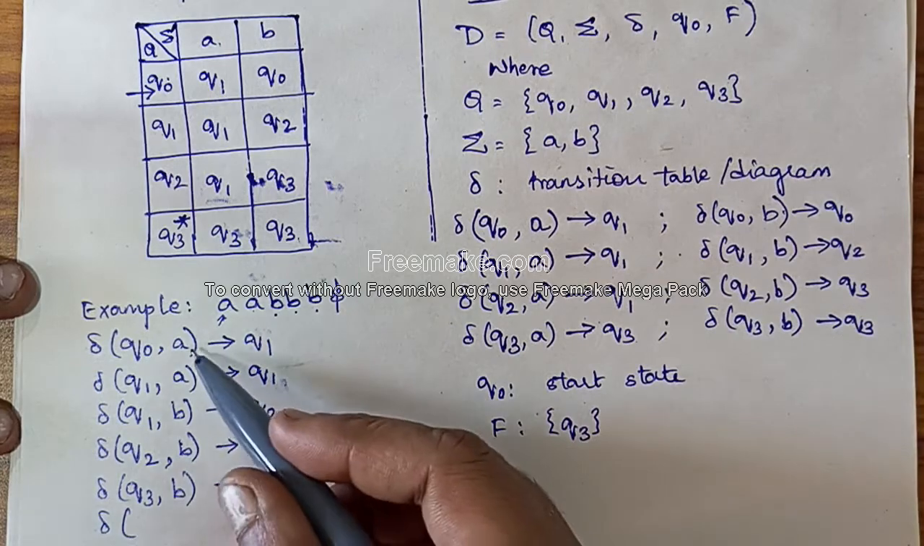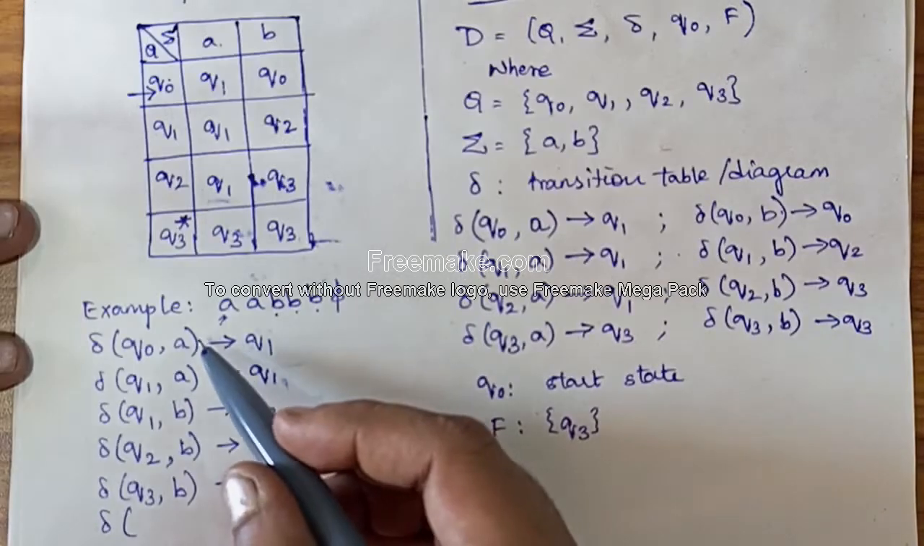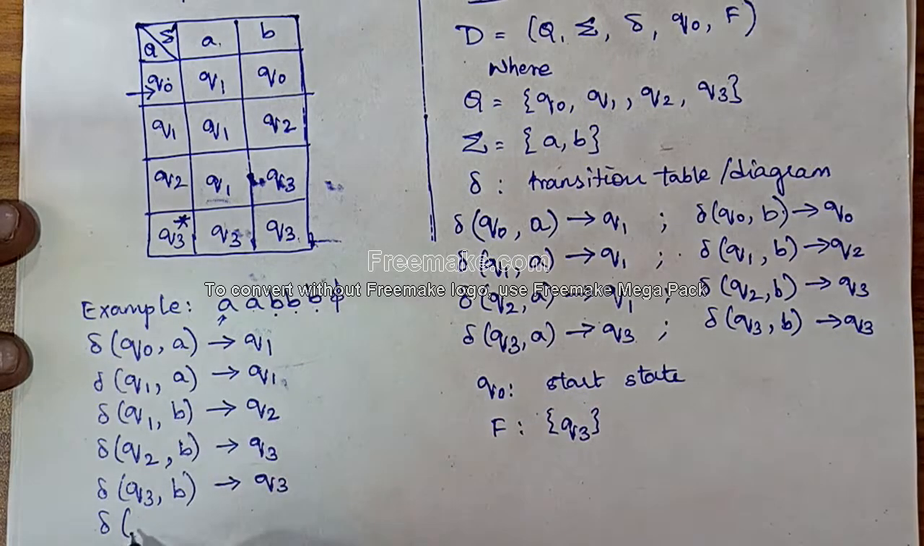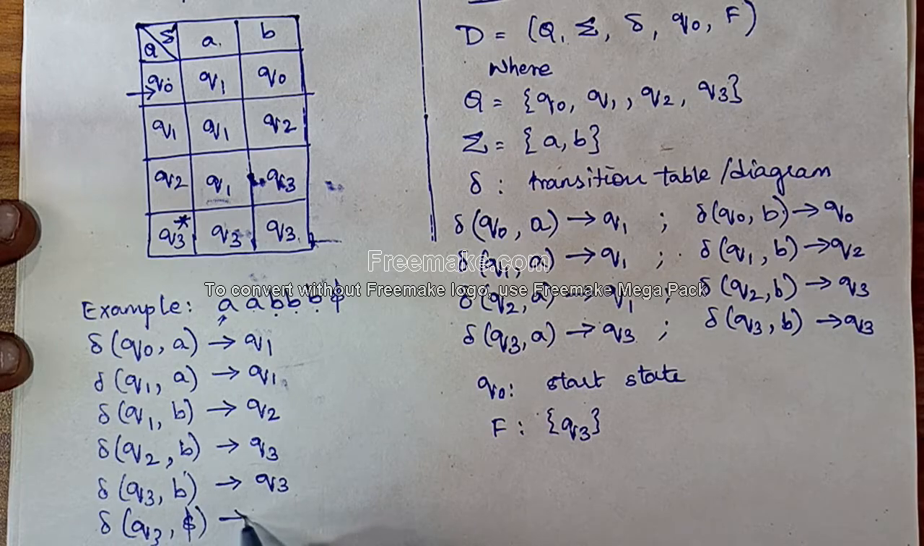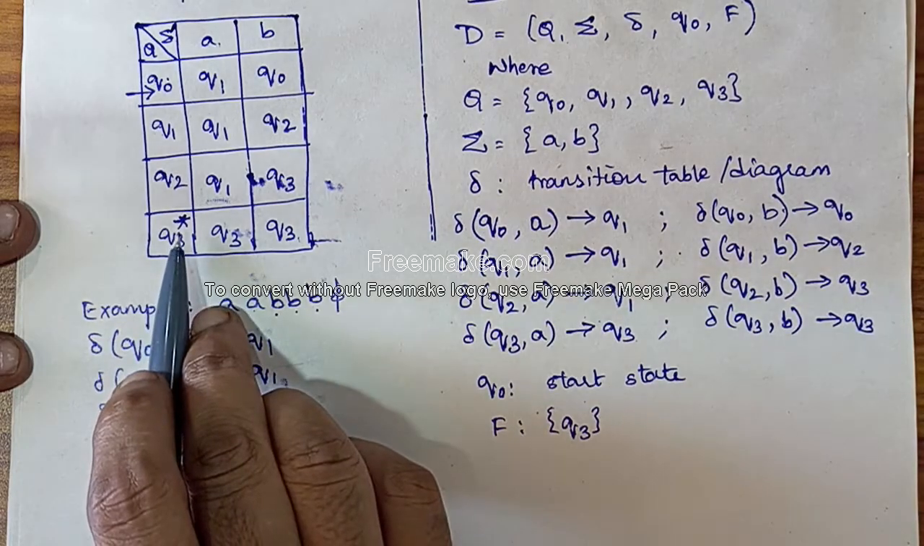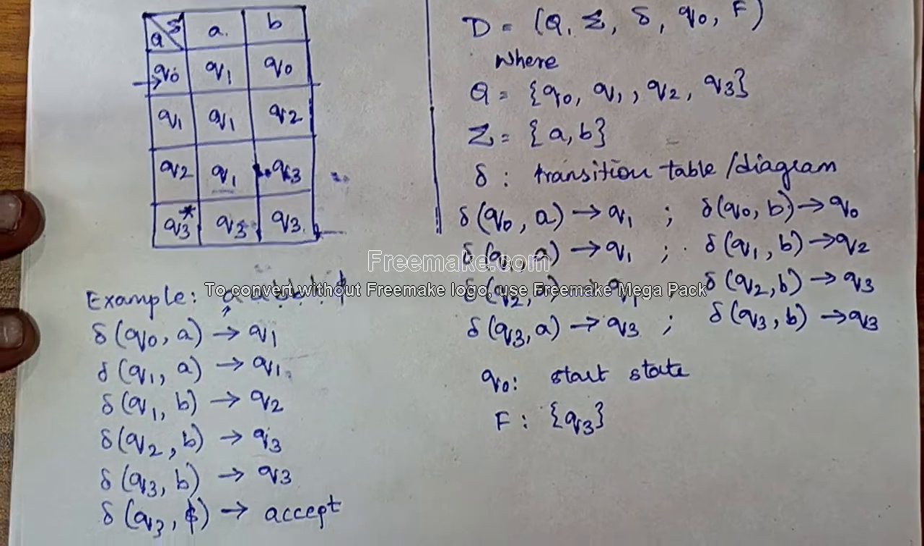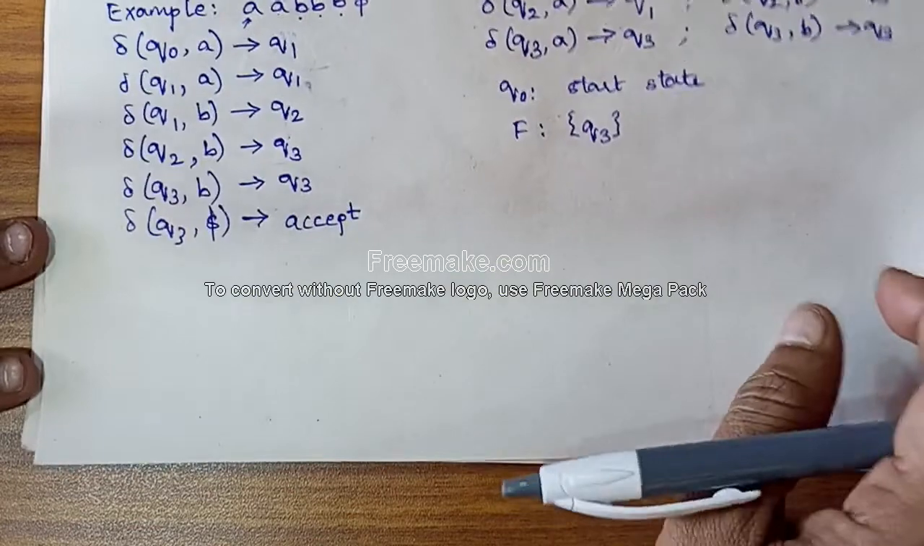Now you can also verify whether you have finished the string A, B, B, B. Now you are reading the end of string character. Check. Q3 is your final state. You have read the end of string character. That means this string is a valid string. You can accept it. Now we'll take another example of an invalid string.